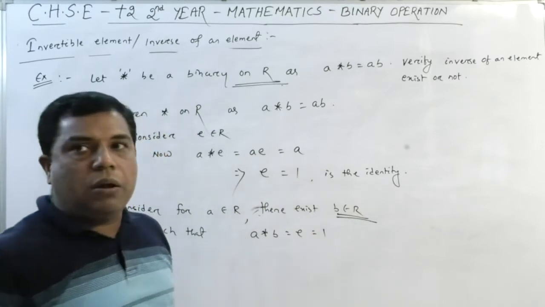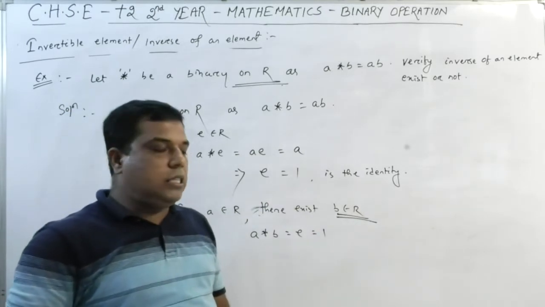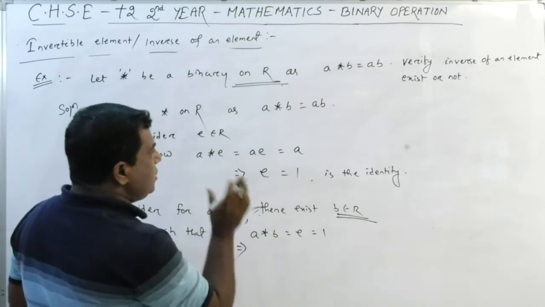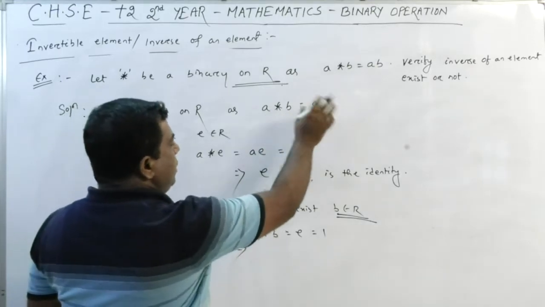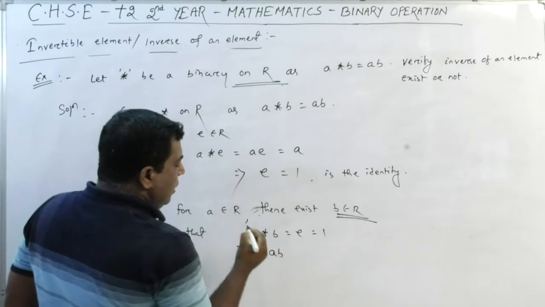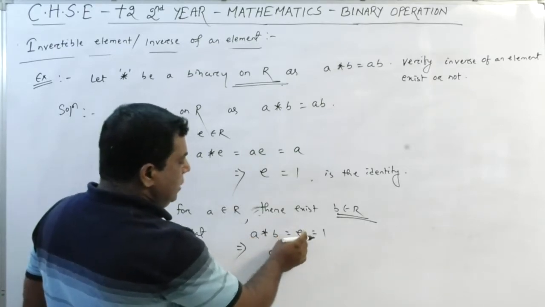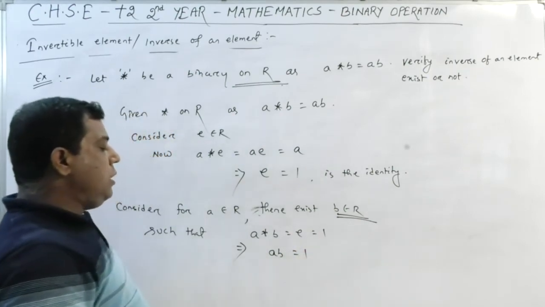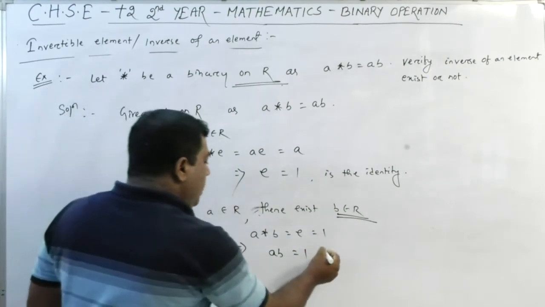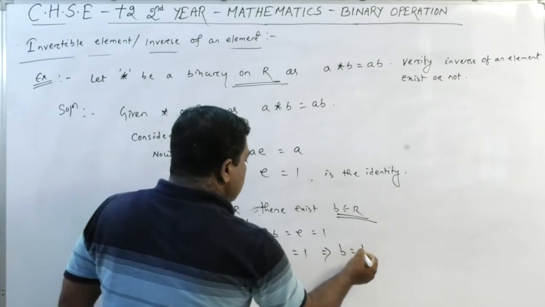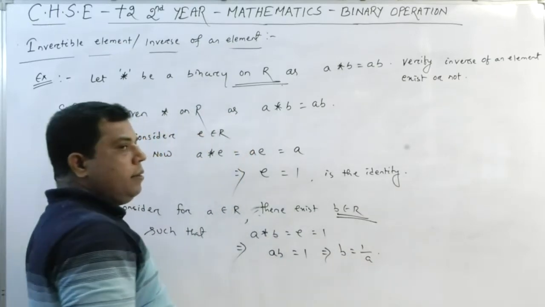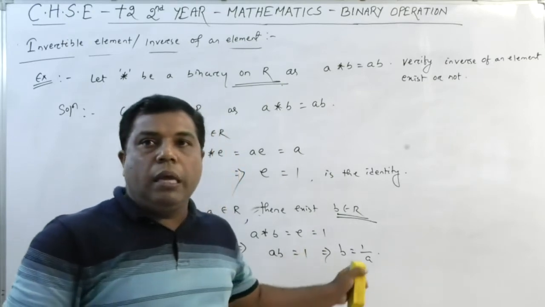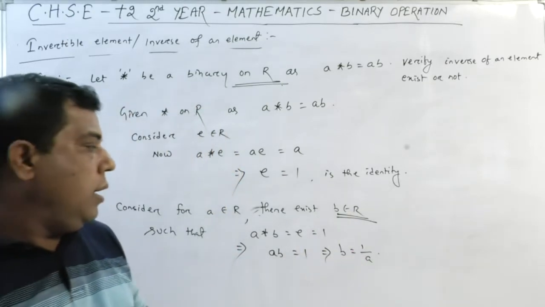Now we are going to check whether inverse is existing or not. So we know the value of A star B. A star B equal to AB. It is defined, and AB should be equal to identity. But here identity is equal to 1. So you see, what is the value of B? B is equal to 1 on A.